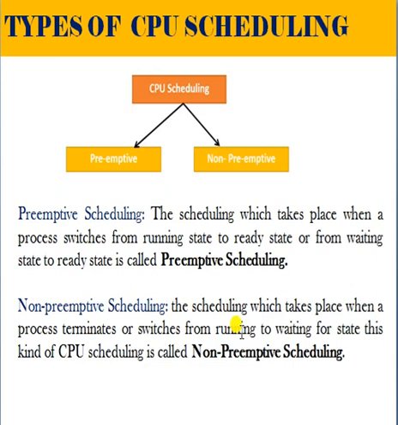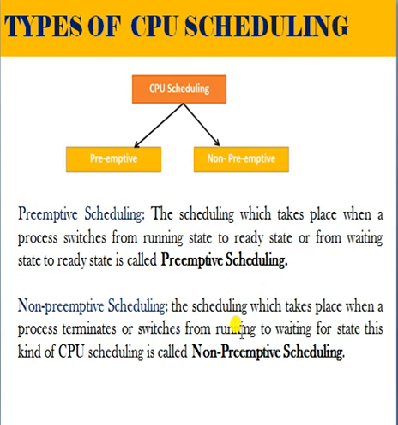Next, types of CPU scheduling. So students, CPU scheduling is of two types. First, preemptive, and second is non-preemptive. In preemptive scheduling, when a process switches from the running state to the ready state, then it is preemptive. And another circumstance is when a process switches from the waiting state to the ready state.